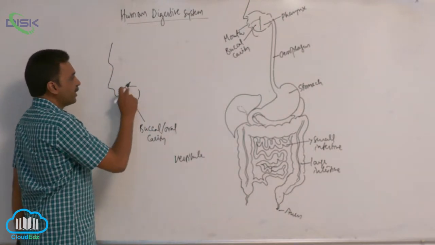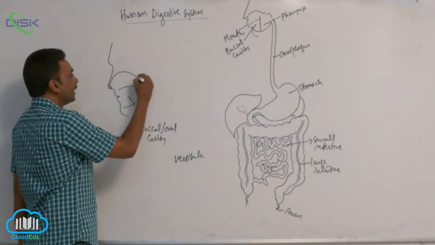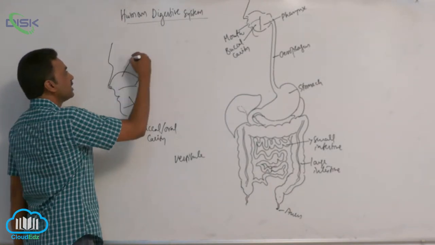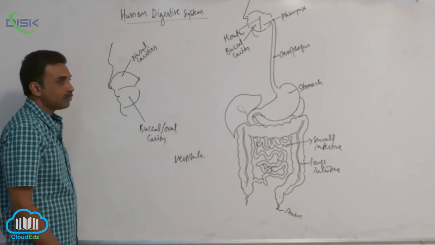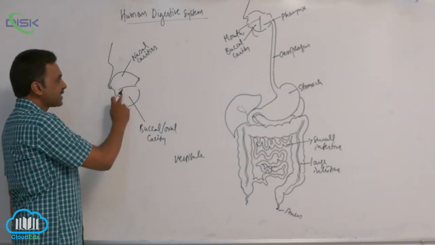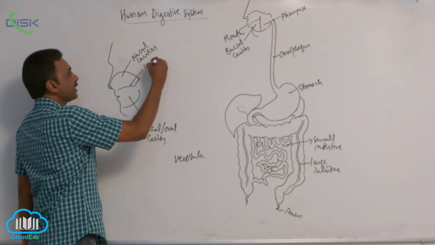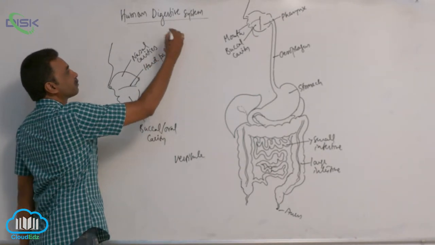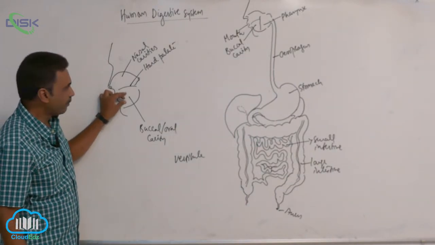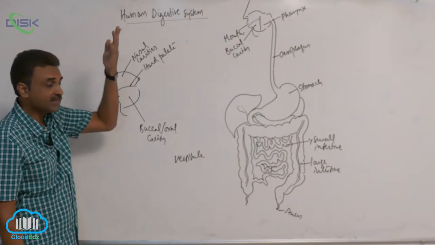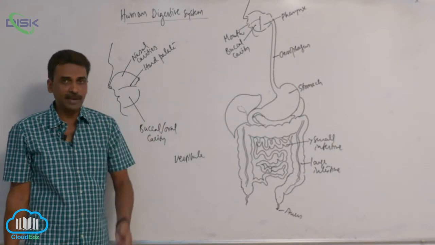Now the buccal cavity superiorly is separated from the nasal cavities. See, these are the nasal cavities. The buccal cavity and nasal cavity are separated by the hard palate. So superiorly there are the nasal cavities, inferiorly there is the buccal cavity. Both these cavities are separated by the hard palate.